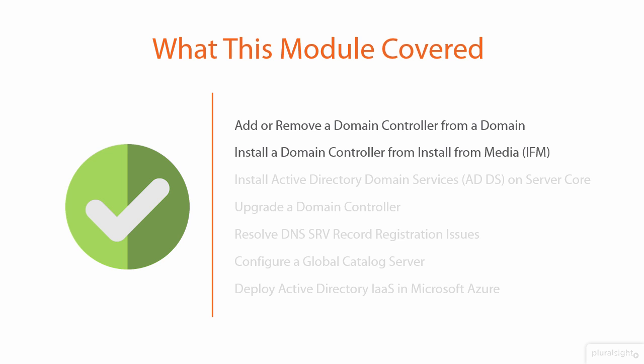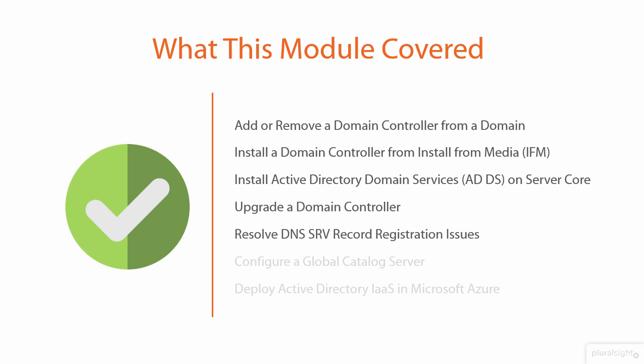We then looked at installing domain controllers from install from media, as well as how to install ADDS on server core. A bunch of different commands that work on server core and also work on the full version of Windows Server as well. We took a look then at the extended process of upgrading not only a domain controller, but also upgrading a full Active Directory domain and/or forest. That 5-step process that involves the AD prep tool that upgrades all the domain controllers, and then concludes with upgrading the domain or forest functional level.